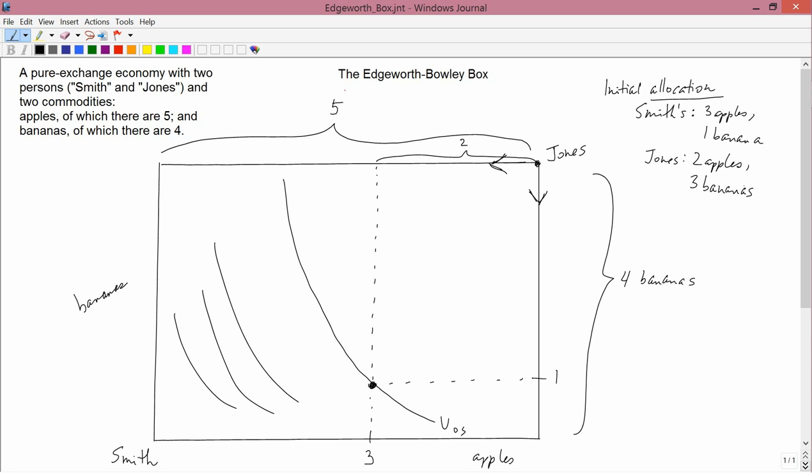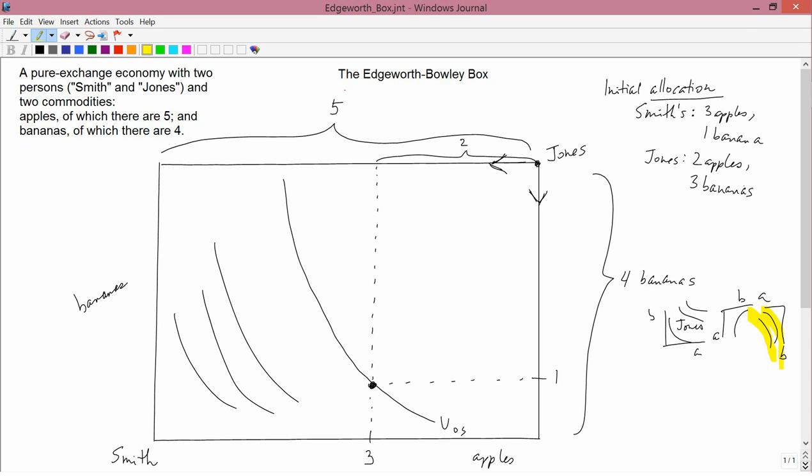What's trickier is to figure out Jones's indifference curves. Well, Jones is going to have absolutely standard indifference curves. So you have apples here and bananas here. His indifference curves are going to be the usual shape. Now, if you rotate that 90 degrees clockwise, you'll get A and B like this, and you rotate that another 90 degrees clockwise. You'll get A and B like this, and the curves will be shaped like this. So this is the way that Jones's indifference curves will be drawn on the Edgeworth box.